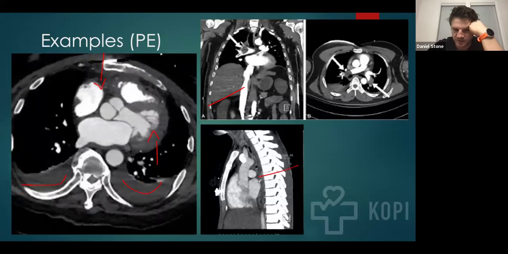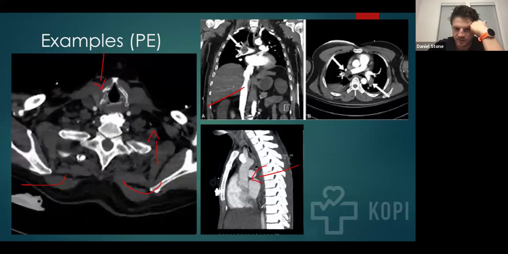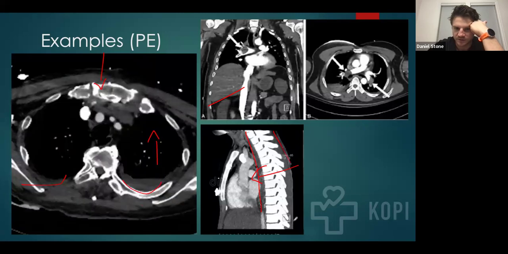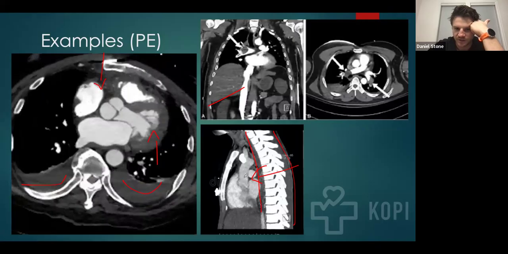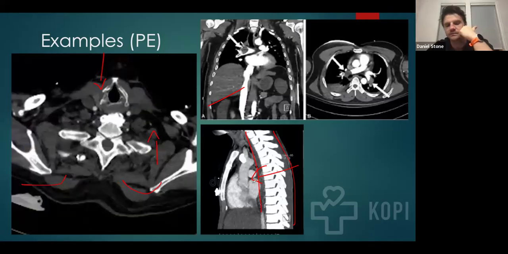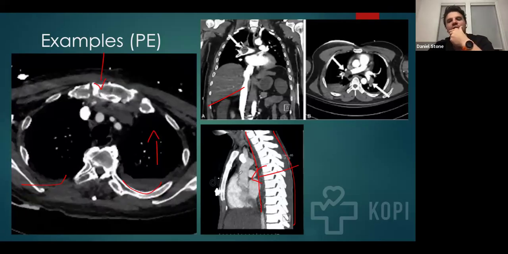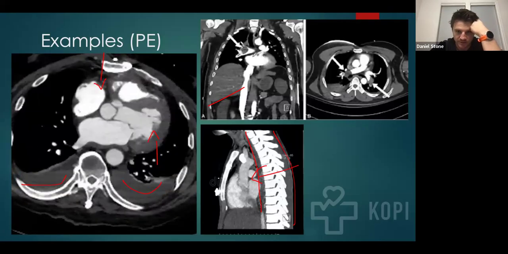Here's a good example of a CTP sagittal view. Again, you can see the spine really well with the sagittal view. You can also see the heart. You see basically the mediastinum in a lateral and sagittal aspect.